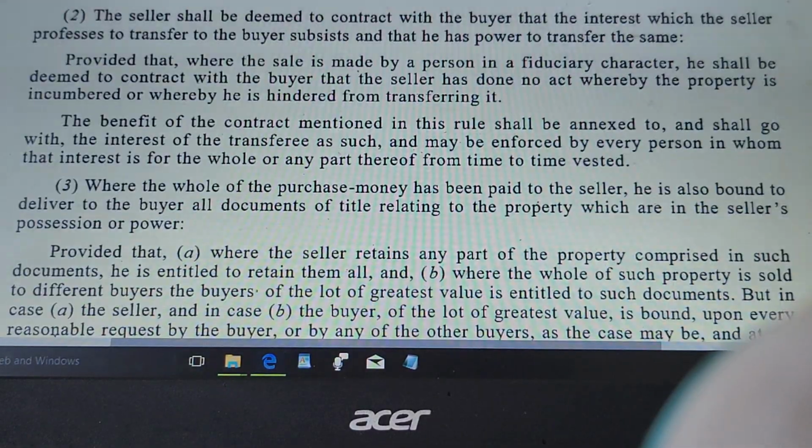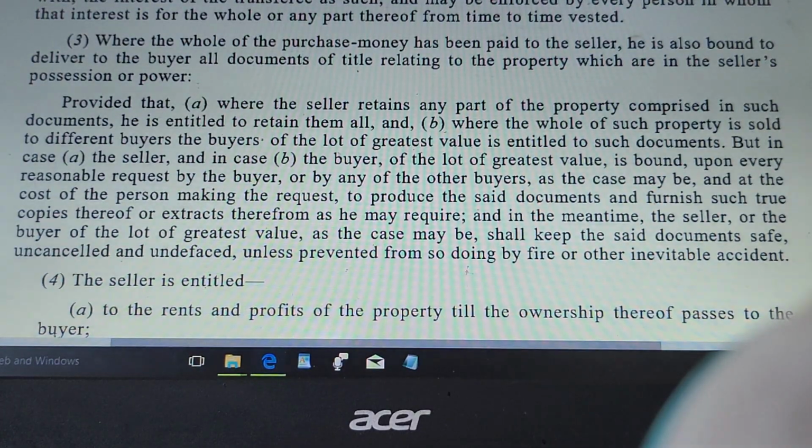3. Where the whole of the purchase money has been paid to the seller, he is also bound to deliver to the buyer all documents of title relating to the property which are in the seller's possession or power, provided that A. Where the seller retains any part of the property comprised in such documents, he is entitled to retain them all, and B. Where the whole of such property is sold to different buyers, the buyer of the lot of greatest value is entitled to such documents.